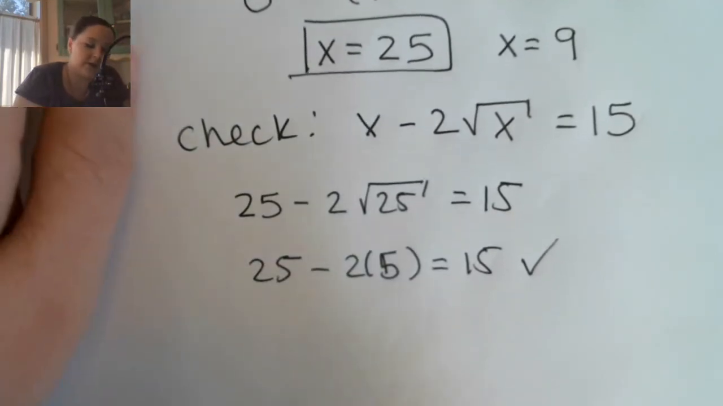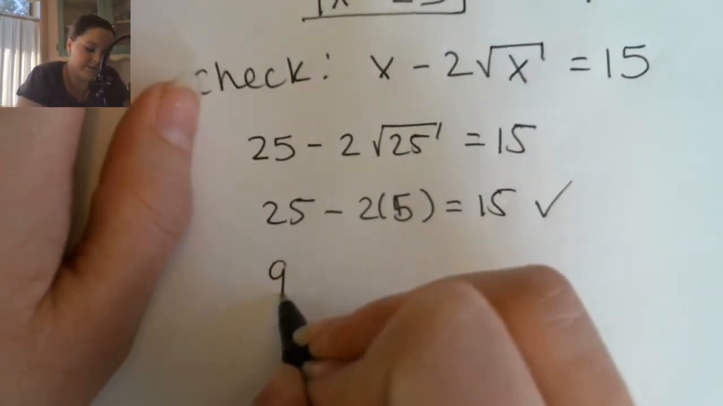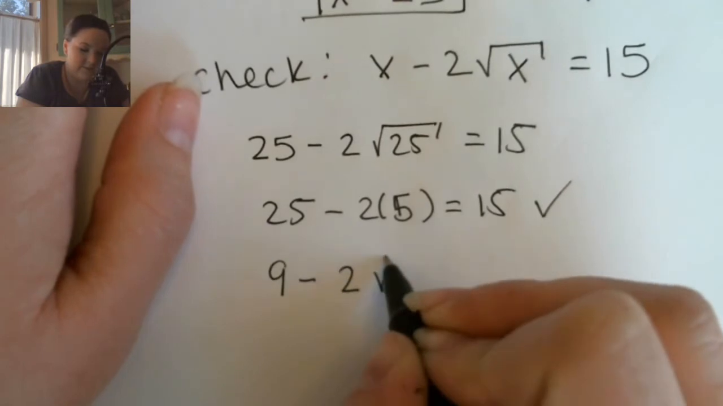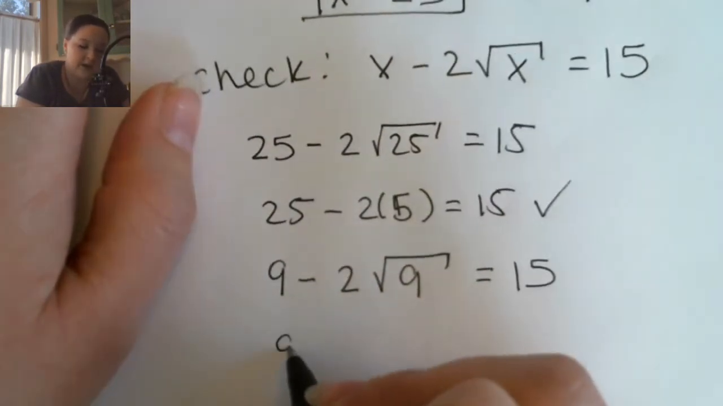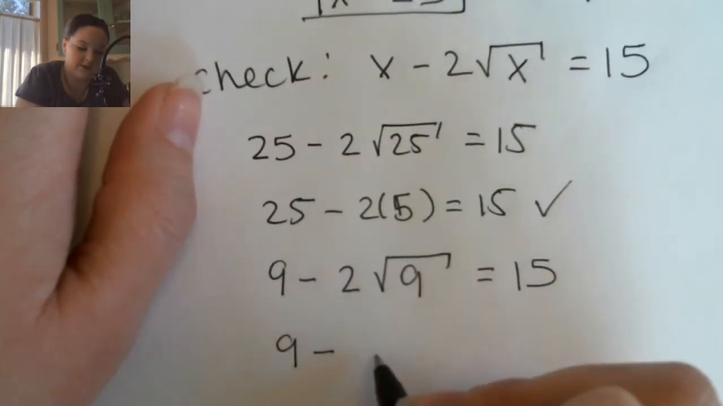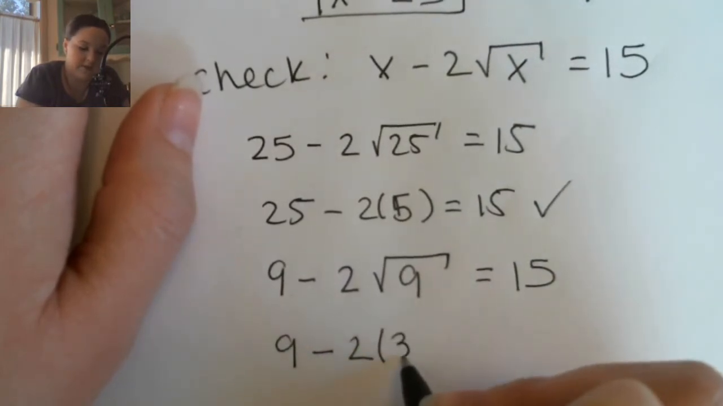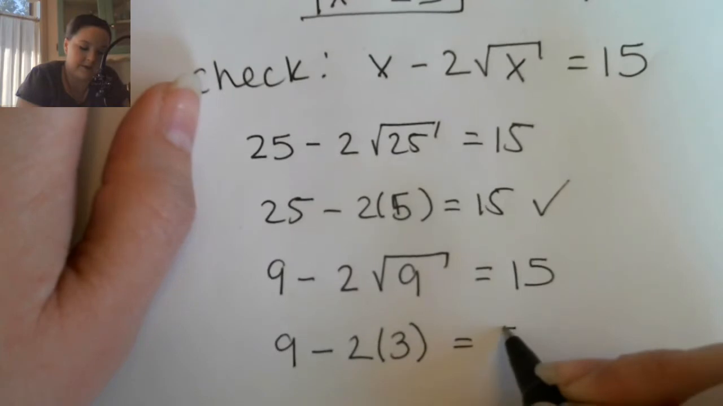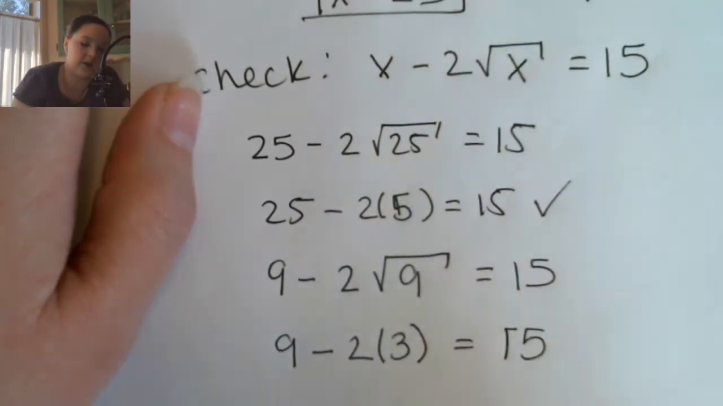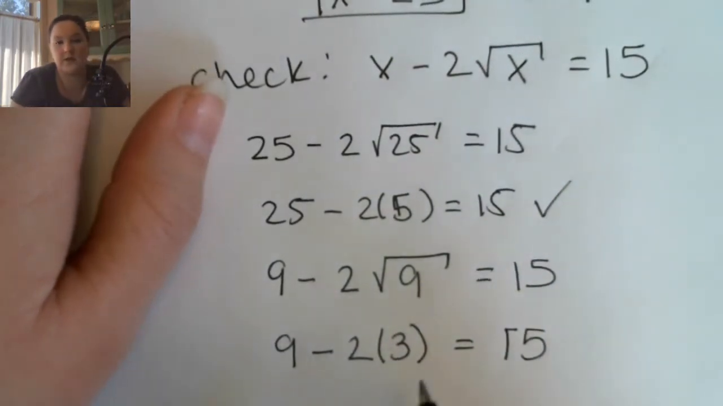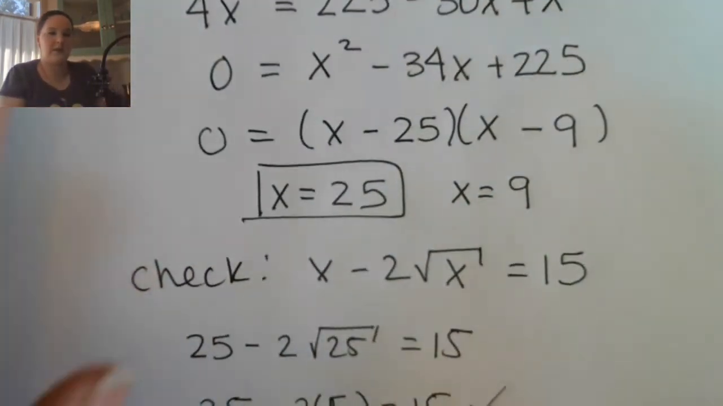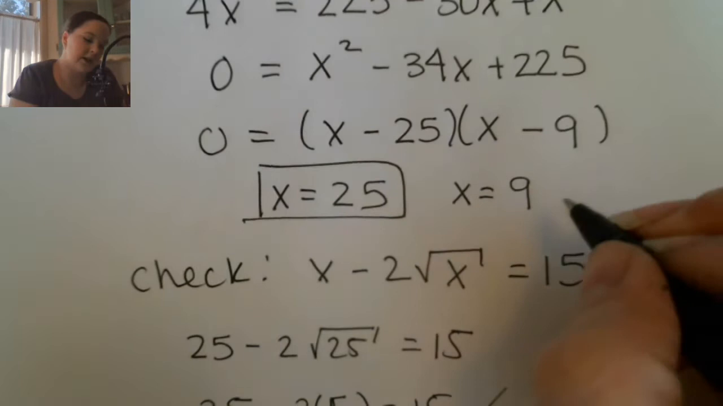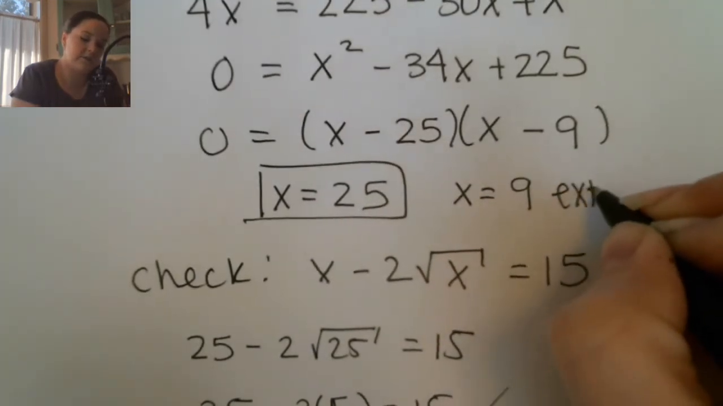So let's check x equals 9. 9 minus 2 times 3 is 6. So 9 minus 6 is 3. It's not 15, so this is a false statement, which means that x equals 9 is an extraneous solution.